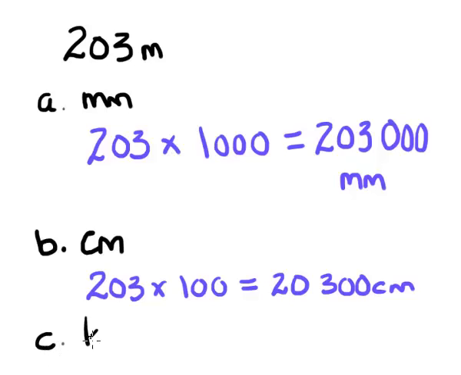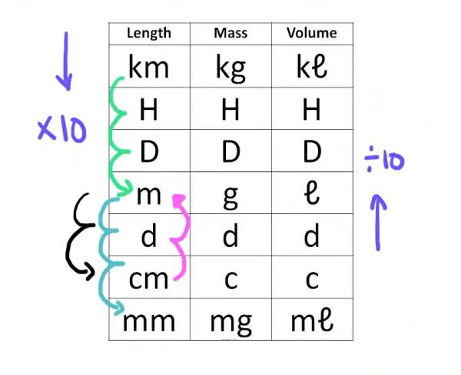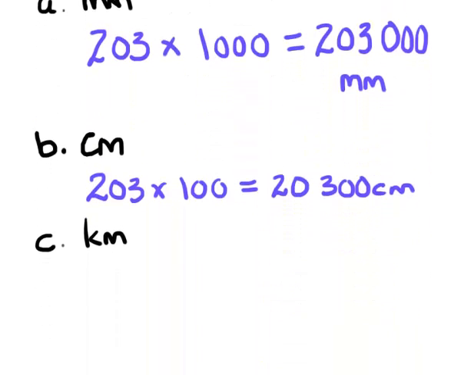Now let's take our same 203 meters and let's convert it into kilometers. Okay, so meters to kilometers, back to our table. So we're going from here and we're going to go 1, 2, 3. This time we are going up, and when we go up, we have to divide. So we've got 3 jumps here, so we're going to divide by 10 times 10 times 10. In other words, we're going to divide by 1,000.